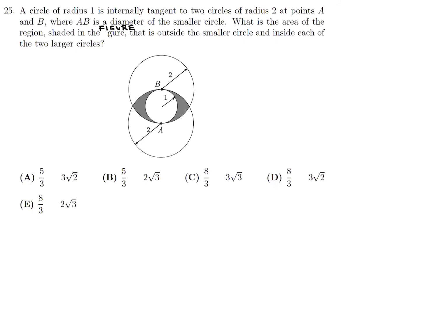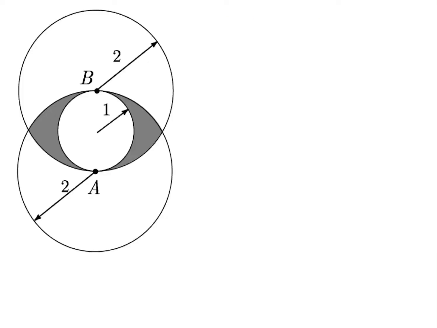A circle of radius 1 is internally tangent to 2 circles of radius 2 at points A and B, where AB is a diameter of the smaller circle. What is the area of the region shaded in the figure that is outside the smaller circle and inside each of the 2 larger circles? So this is our diagram, and we basically have to figure out the area of the shaded region.